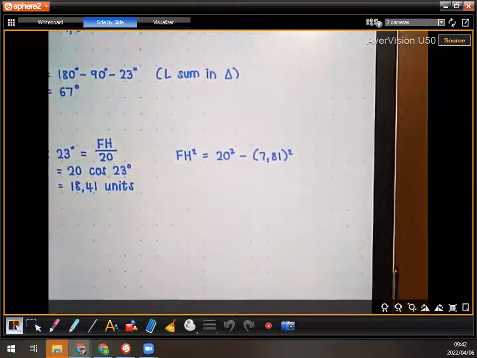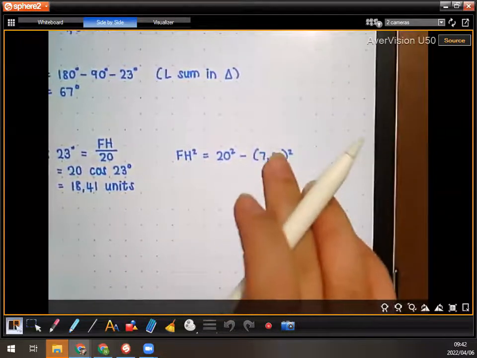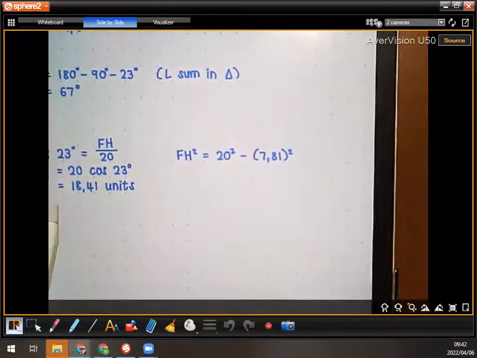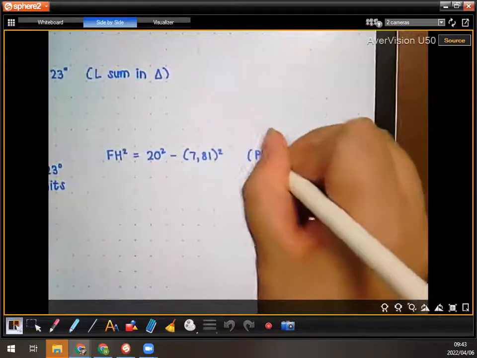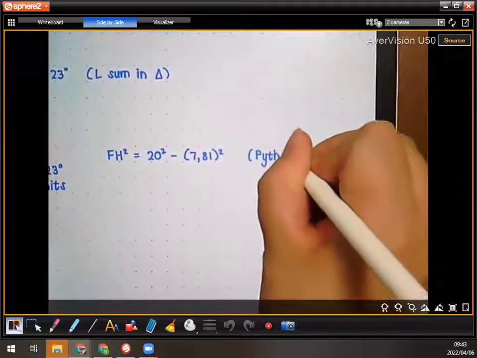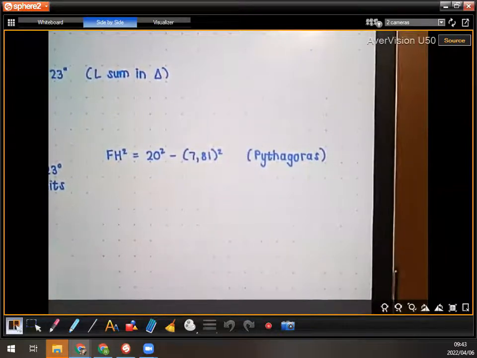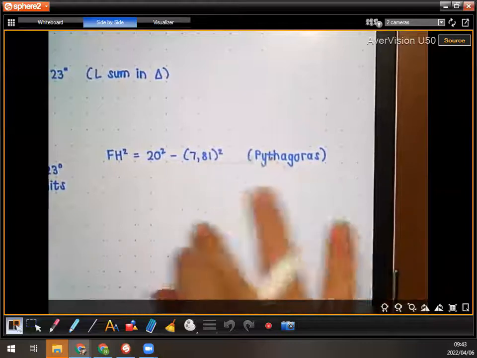So guys, please note that 7,81 was rounded off. It wasn't exactly 7,81, we rounded it off. So because we're now working with a rounded off value here, our final answer might differ slightly from 18,41. The decimals might be a little bit different, but that's okay. What do we have to write down though if we're using Pythagoras? You have to put your reason for this one. If you're not a fan of reasons, then the trig way would be quicker.